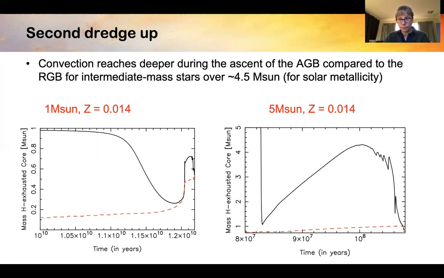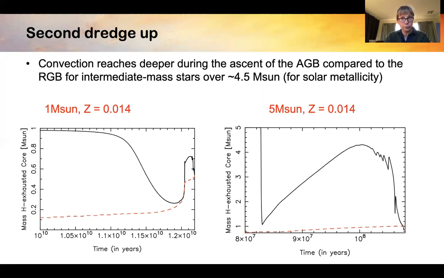This is first dredge-up, on the left-hand side of the 5 solar mass panel. Then go to the very right-hand side of that image, and this is where we have second dredge-up take place. Notice how much deeper this gets compared to the first dredge-up. The 5 solar mass star will experience larger changes to its surface composition as a result of second dredge-up. The main result, again, is you're mixing material that was burnt during the preceding main sequence.